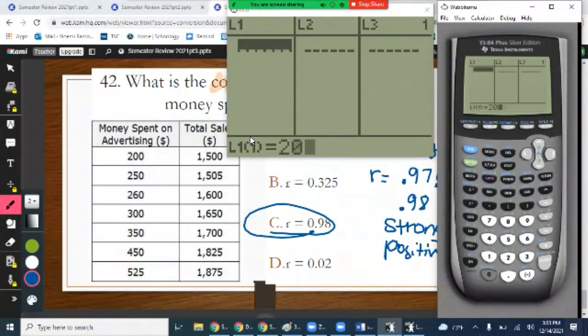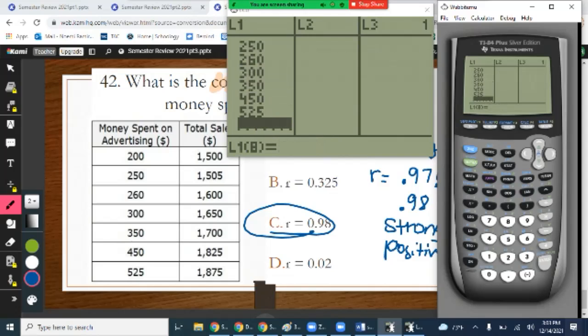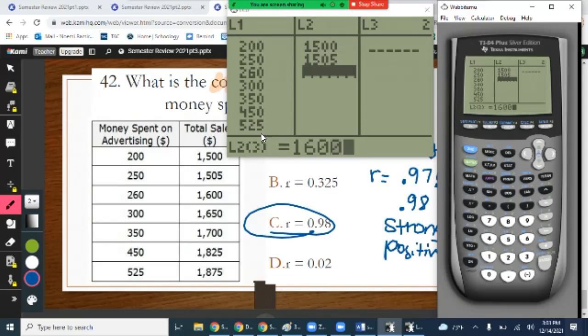So I'm going to type in my values. 250, 260, 300, 350, 450, 525, and then 1500, 1505, 1600, 1650, 1700, 1825, 1875.